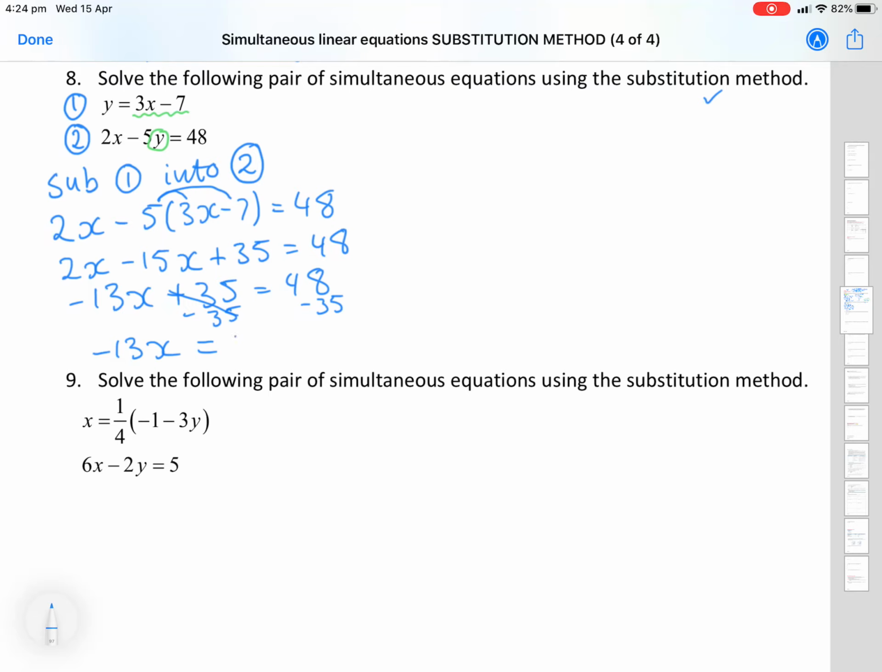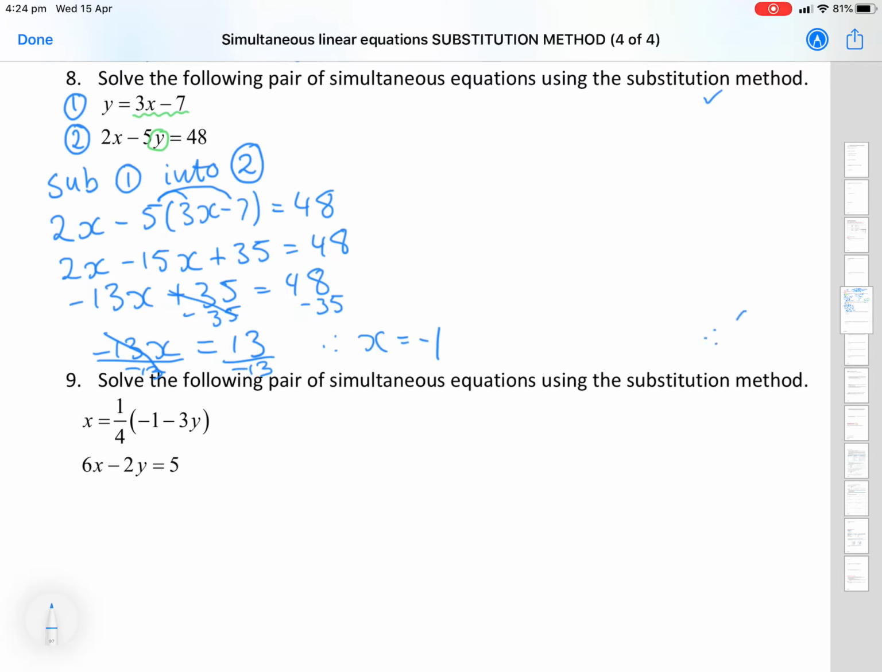What does that give us? 13. Good. So, to get rid of that negative 13 next to the x, we need to divide by negative 13 on both sides. So therefore, x, that cancels out, equals a positive divided by a negative is a negative, and 13 divided by 13 is 1. So x is negative 1.